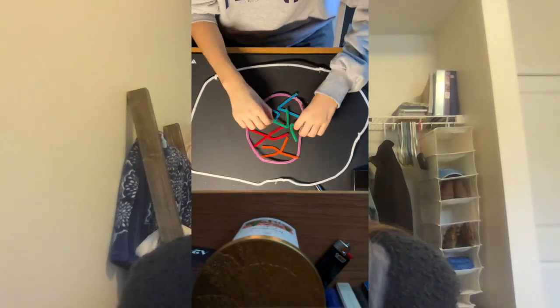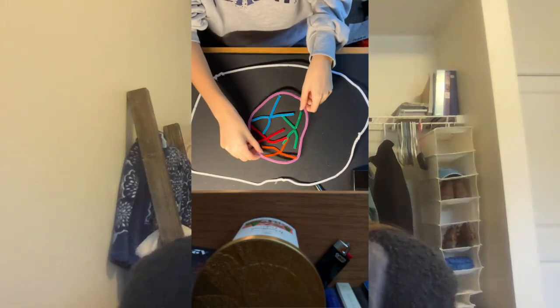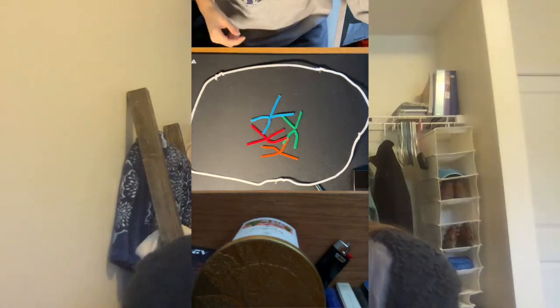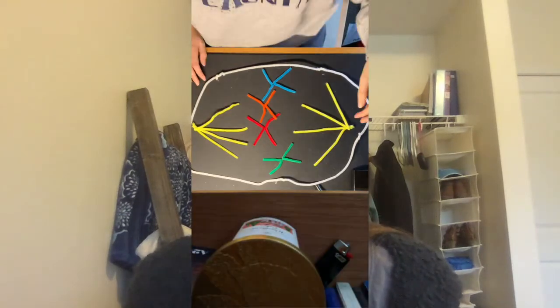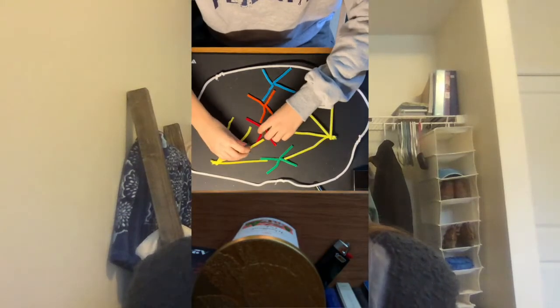The first stage of mitosis is called prophase. During prophase, the DNA coils and the chromosomes condense. The next stage is called prometaphase, and during this stage, the nuclear envelope dissolves. The nuclear envelope can be seen as the purple pipe cleaners in my model. Additionally, the spindle fibers attach to the chromosomes during this stage.